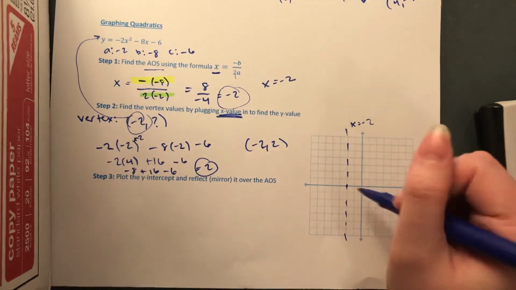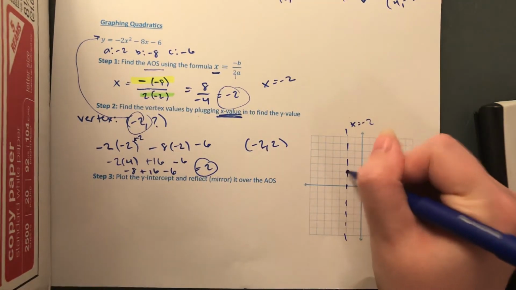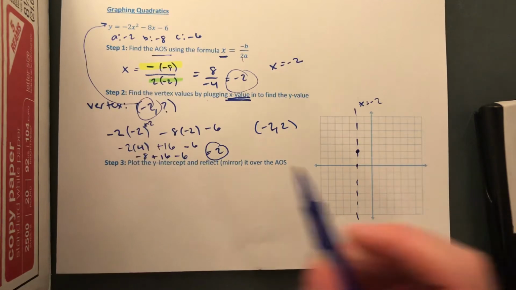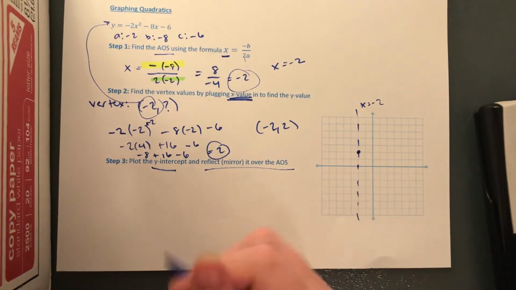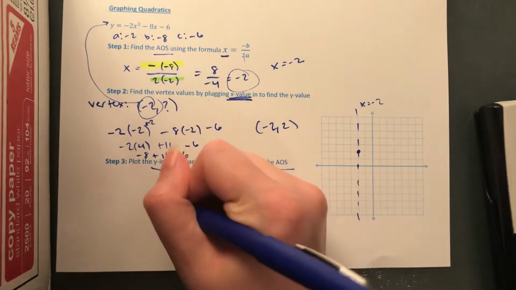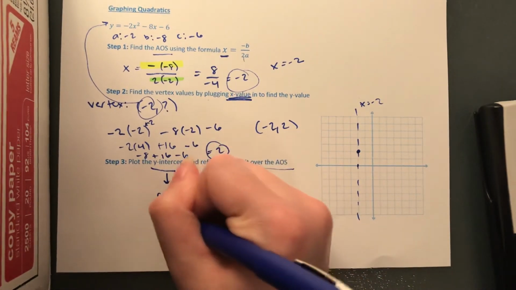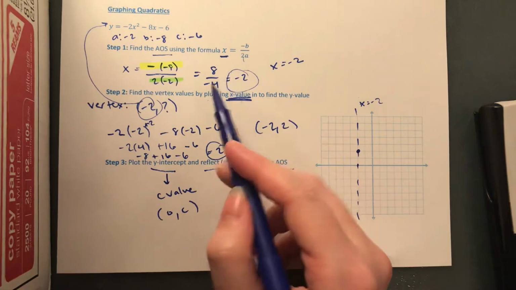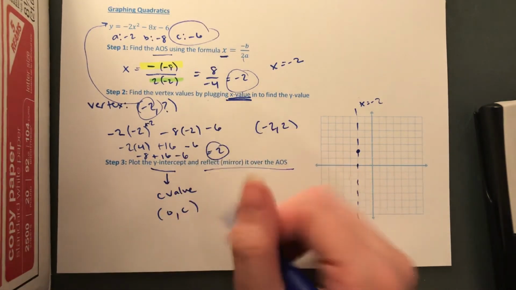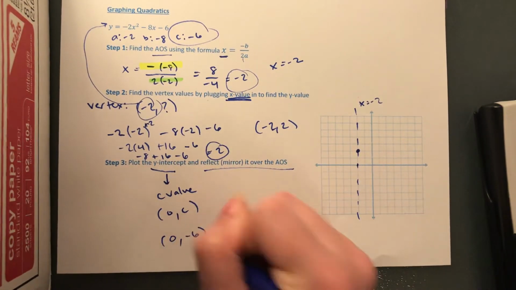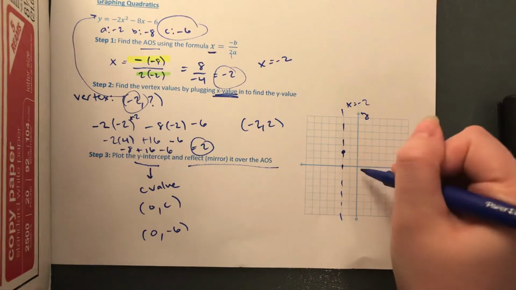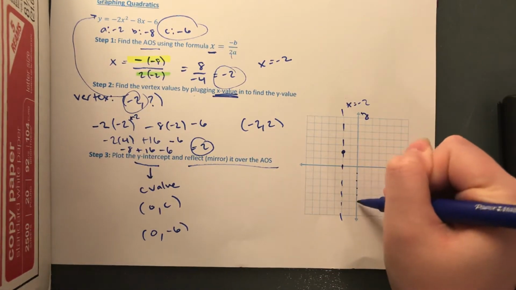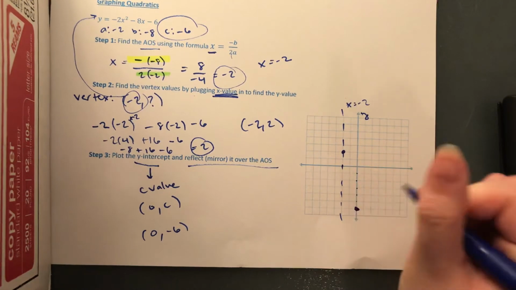So I'm going to go over here and plot negative 2, 2. And then next up, plot the y-intercept and mirror it over the axis of symmetry. So remember the y-intercept is the c value. 0, comma c value. So our c value is negative 6. So our y-intercept is 0 and negative 6. So I'm going to go over here. This is your y-axis. So put a dot on negative 6. 1, 2, 3, 4, 5, 6.